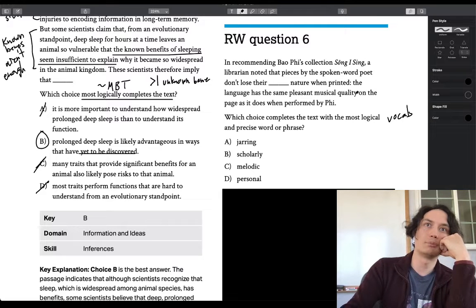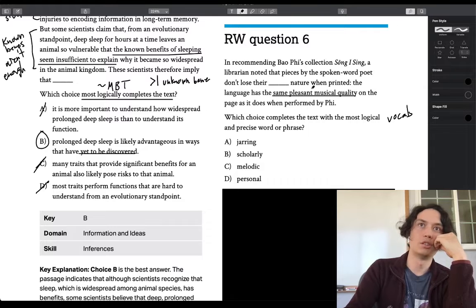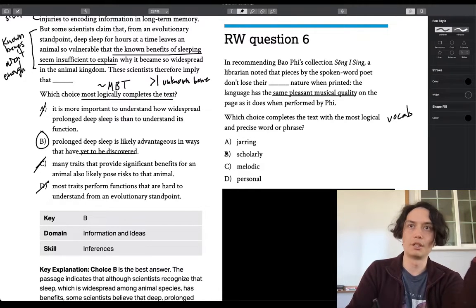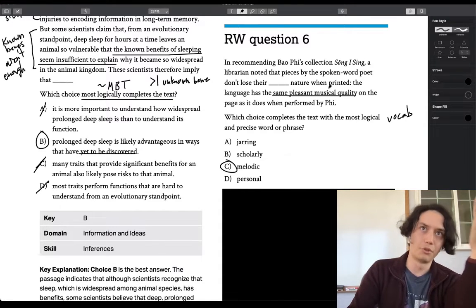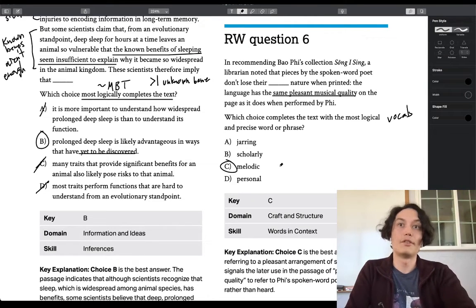The language has the same pleasant musical quality on the page as it does when performed by Fee. And our claim is that these pieces by the spoken word poet don't lose their whatever nature. They're demonstrating that by saying it has the same quality in both forms. It doesn't lose its pleasant musical quality. Pleasant musical quality is the thing we're trying to match with the word. And then this is just vocab. Jarring doesn't mean pleasant musical quality, nor does scholarly. Melodic does mean pleasant and musical. You need to recognize melodic, there's not that much else to it.